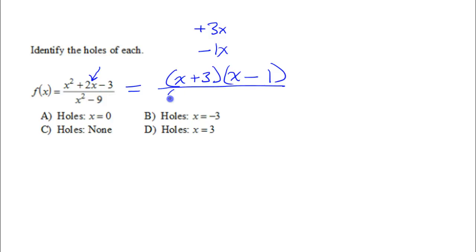Meanwhile, the denominator is the difference of two squares. So this will factor as x plus 3 times x minus 3.